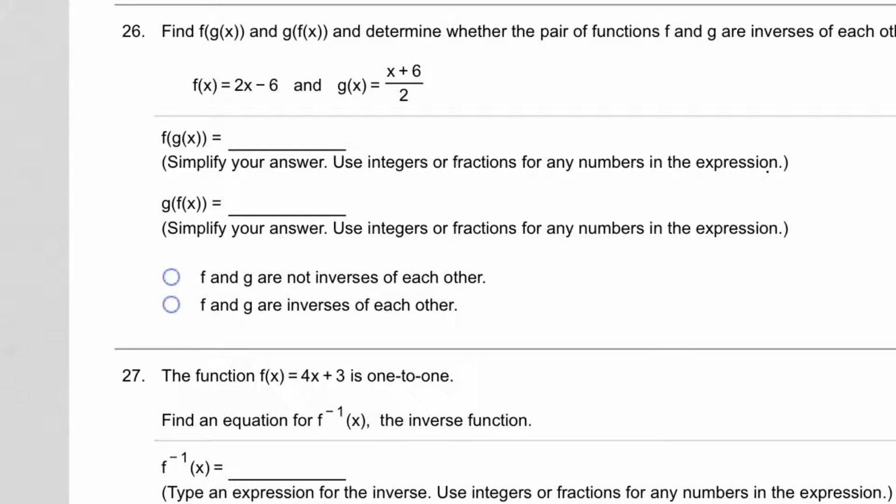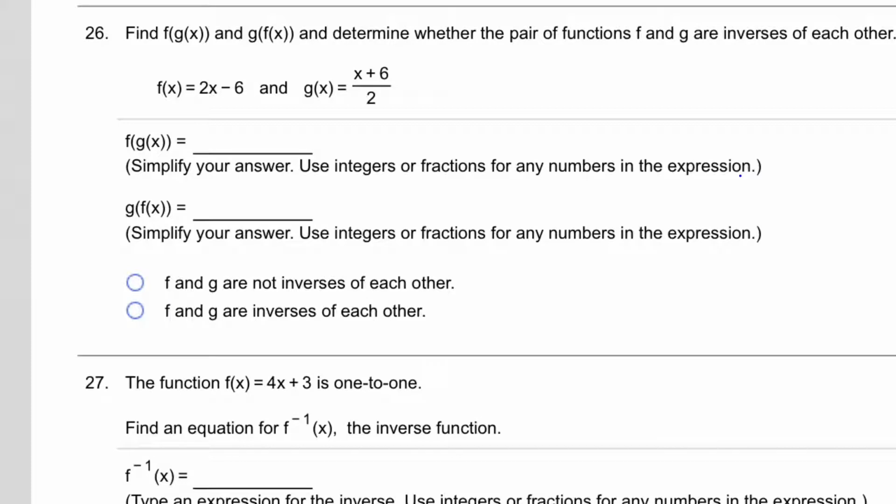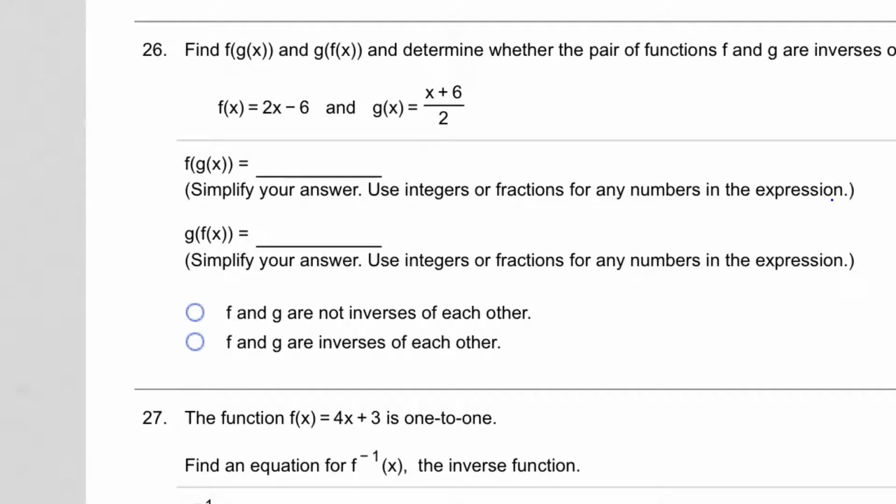Okay, number 26, we're going to determine whether these are inverses. And if you recall, the definition of inverses is that if you put g inside of f, you're going to get just an x when you simplify, and same thing here, vice versa.